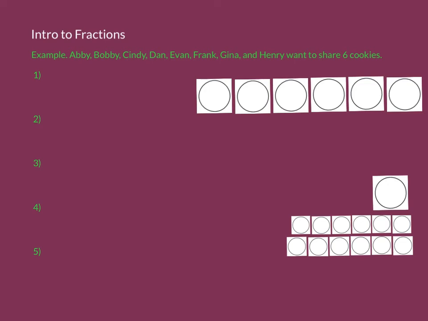We're going to go ahead and look at this one here. We have an example of Abby, Bobby, Cindy, Dan, Evan, Frank, Gina, and Henry. That's 8 people, by the way, in case you wanted to know. 8 people basically want to share 6 cookies.